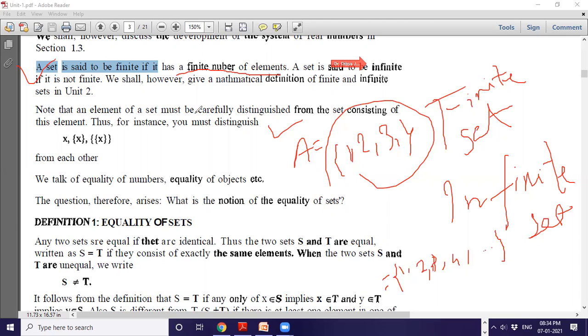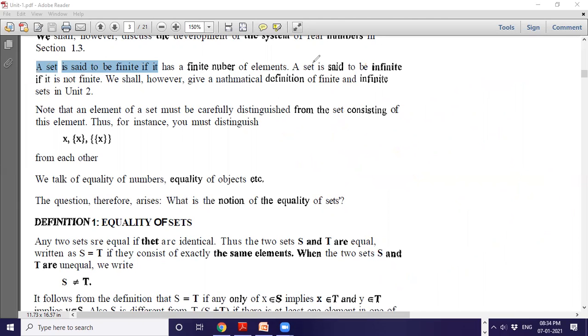And so we got two types, finite and infinite. I hope this is clear and a very, very easy point of view. So I don't think that it needs extra discussion.